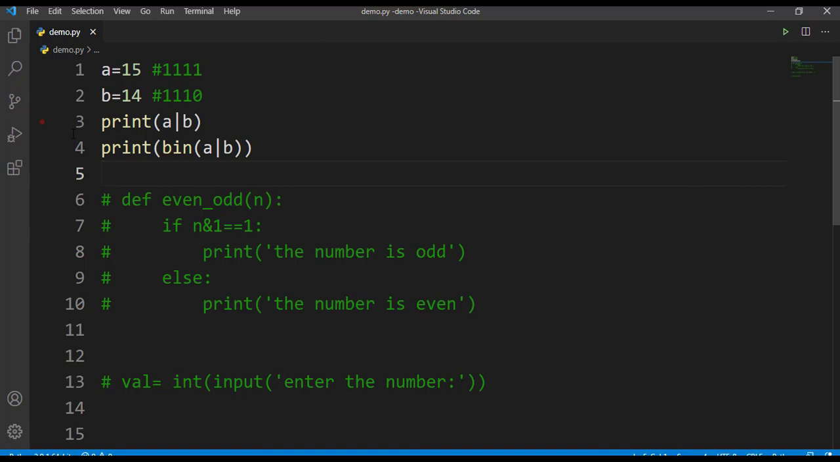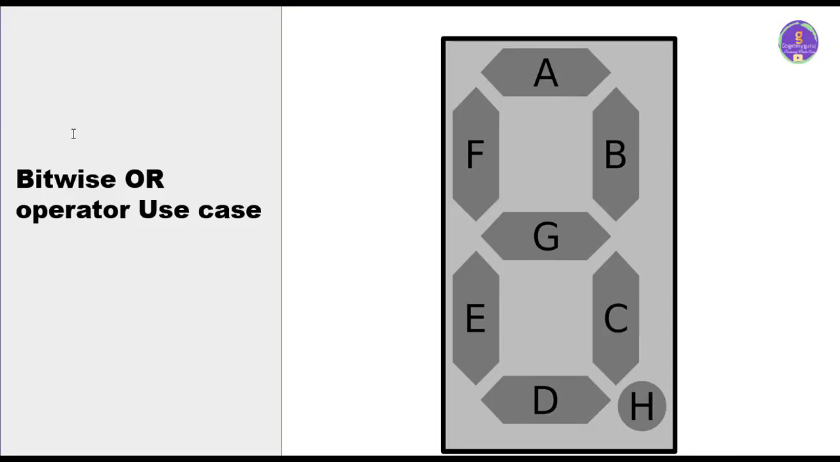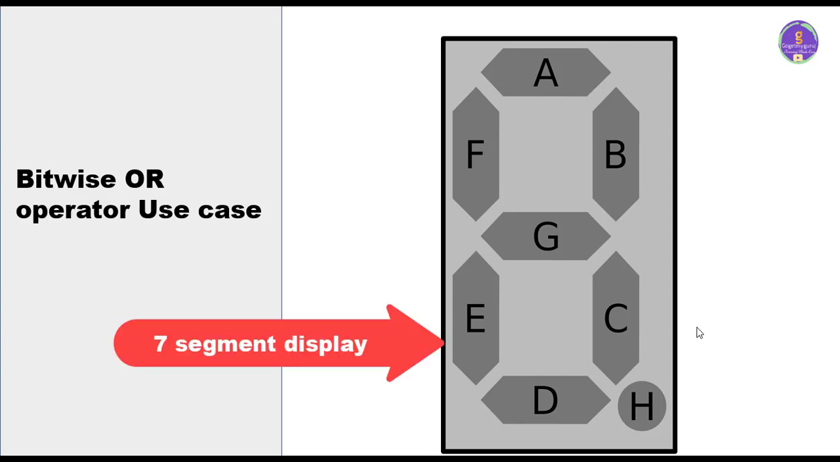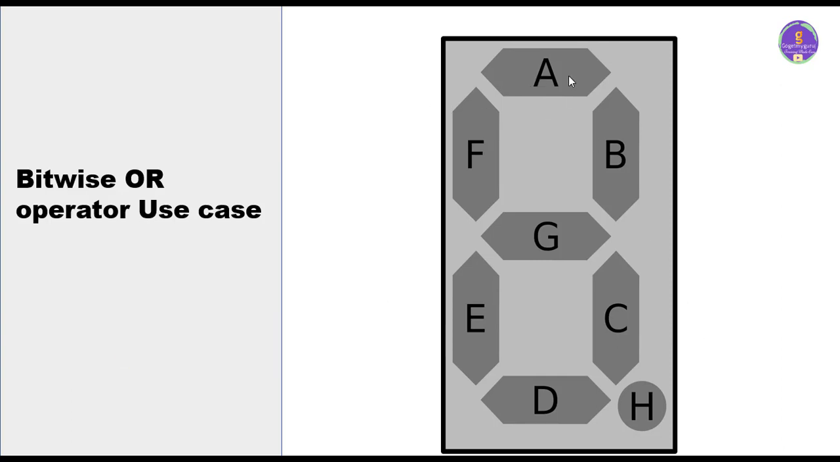Try to guess. Okay, let me tell you. So let us consider a use case for this Bitwise OR operator. So what you are observing here? This is a 7-segment display. In this 7-segment display, each alphabet is treated as a single bit. So assume that now it is not on, that is, all the bits are 0.